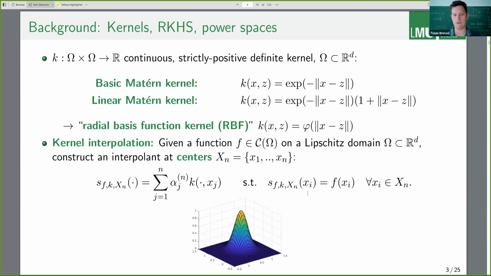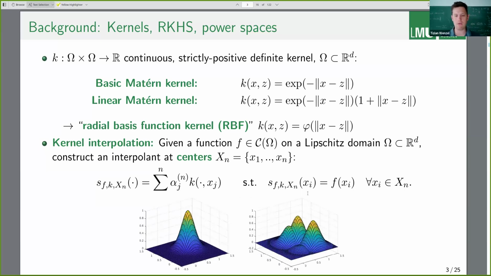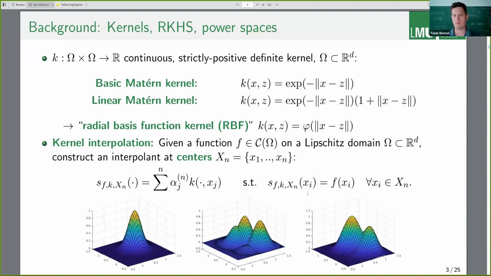We would like to have our kernel interpolant in the data points equal to the function values which we would like to approximate. In the plot at the bottom, you can see a visualization of such a radial kernel. Now if we have a couple of these kernels at different data points with different amplitudes, it looks like this. Summing it up, we obtain such an approximation of a function.